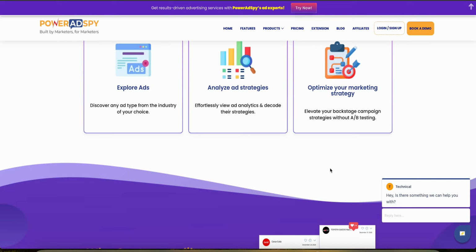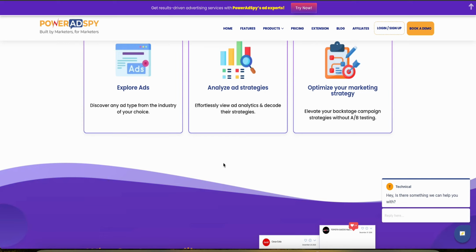Now, what about market analysis? PowerAdSpy excels in market analysis, particularly in the context of advertising. It provides comprehensive data on ad performance, including engagement metrics, audience demographics, and geographical data. This allows dropshippers to understand which products are popular in different regions and tailor their marketing strategies accordingly.